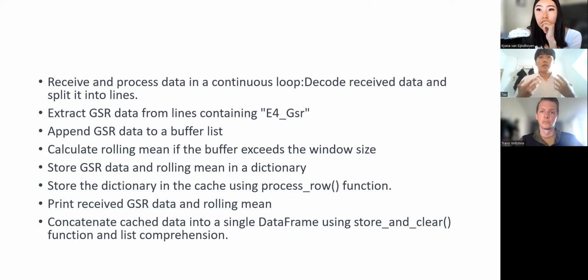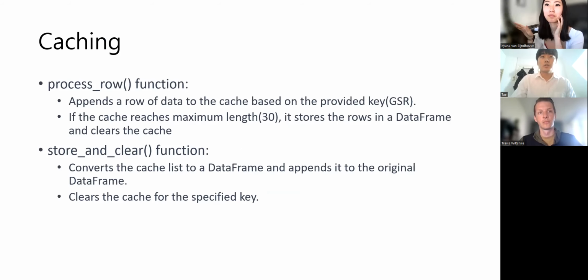Once this list exceeds the window size, which is 120, it starts calculating the rolling mean, and then it stores the GSR data and rolling mean in a combined dictionary. Then to access that dictionary, you concatenate that cache data into a single data frame using the store and clear function. Basically, it converts the cache list into a data frame and appends it to the original data frame. So the data frame keeps on building up and up and up.